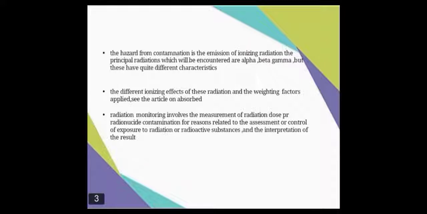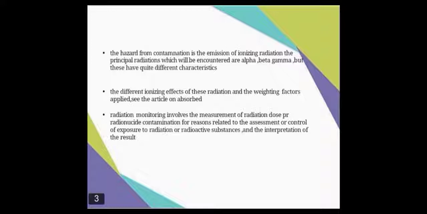The hazard from the contamination is the emission of ionizing radiation. The principal radiations which will be encountered are alpha, beta, and gamma, but these have quite different characteristics. They have widely differing penetrating powers and radiation effects, and the accompanying diagram shows the penetration of these. Radiation is a simple term for an understanding of the differences, the ionizing effects of these radiations, and the weighting factors applied. See the article on absorbed dose.